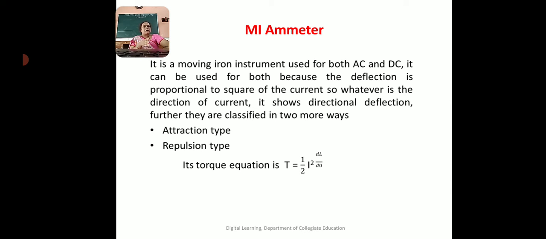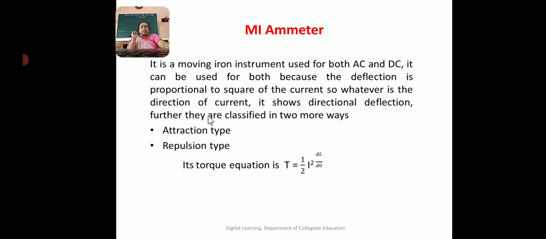If a moving system is attached and a current is passed through a coil, then it creates a magnetic field which attracts the iron piece and creates a deflecting torque, as a result of which the pointer moves over the scale. So this is the working of the attraction type ammeter.